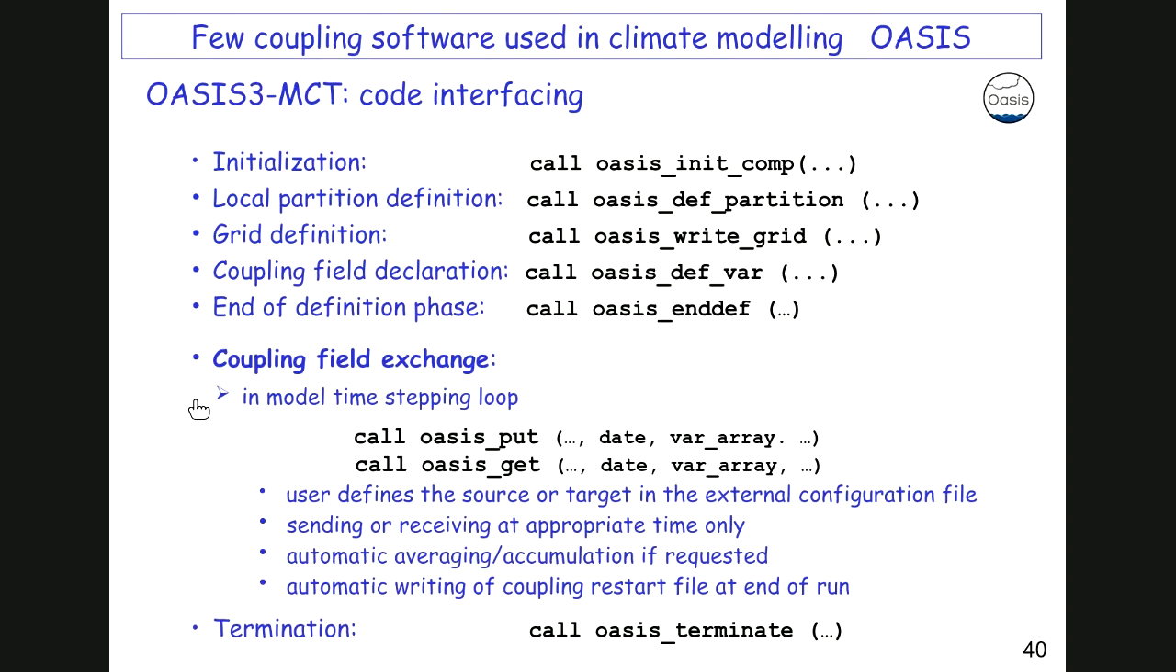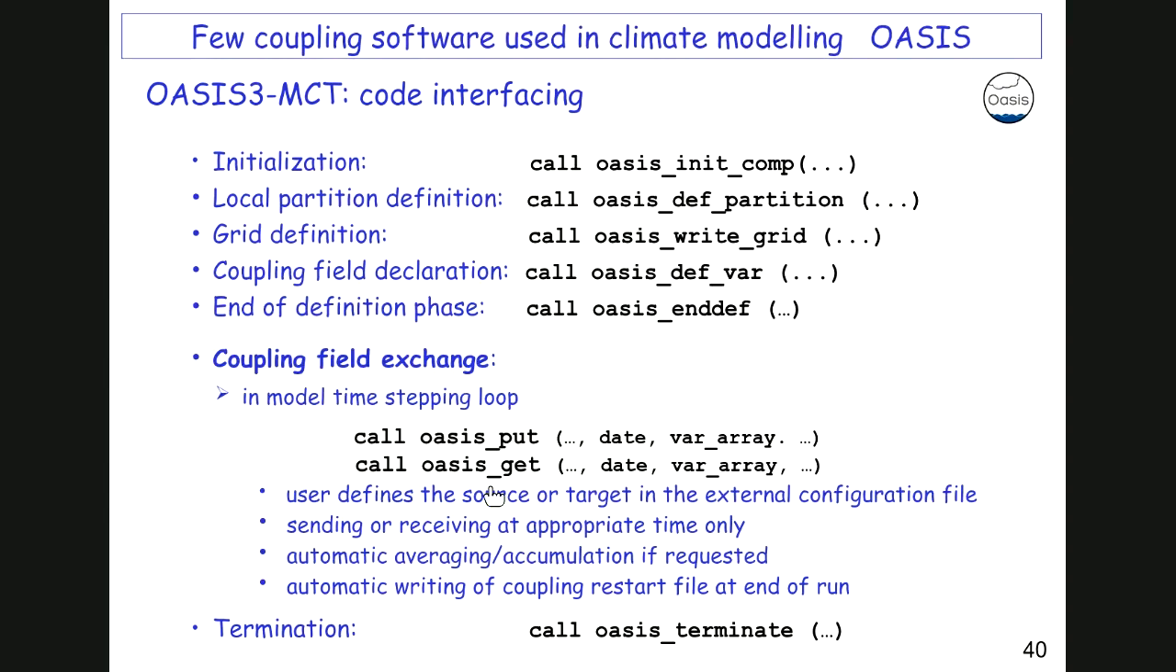And then what is more, let's say, interesting is that you have those puts and gets, always put and always get, that you implement in the time step loop of your coupled model. And you have to see here that when a component puts some coupling fields, it does not know where they will go, or when it gets or receives some coupling fields, it does not know where it gets them from. It's not specified in the code, but it's configured externally.